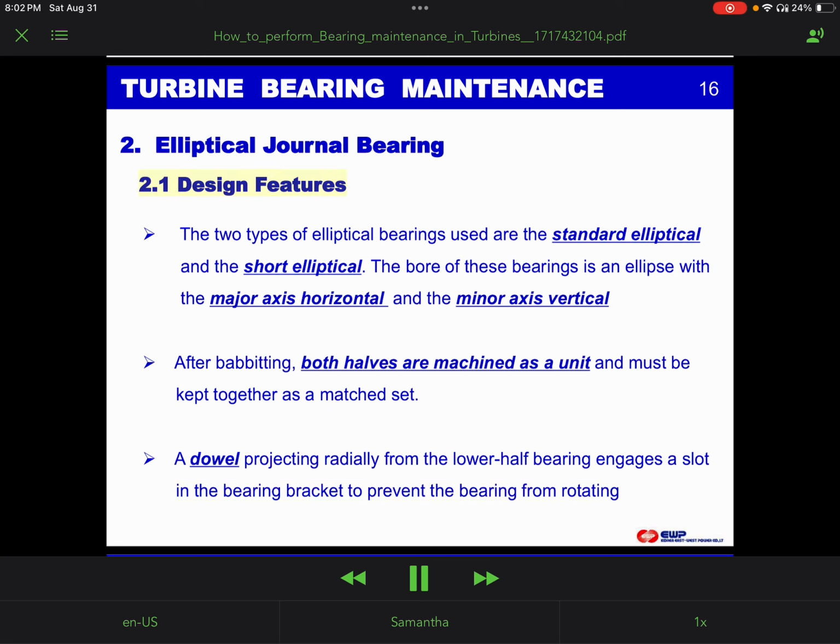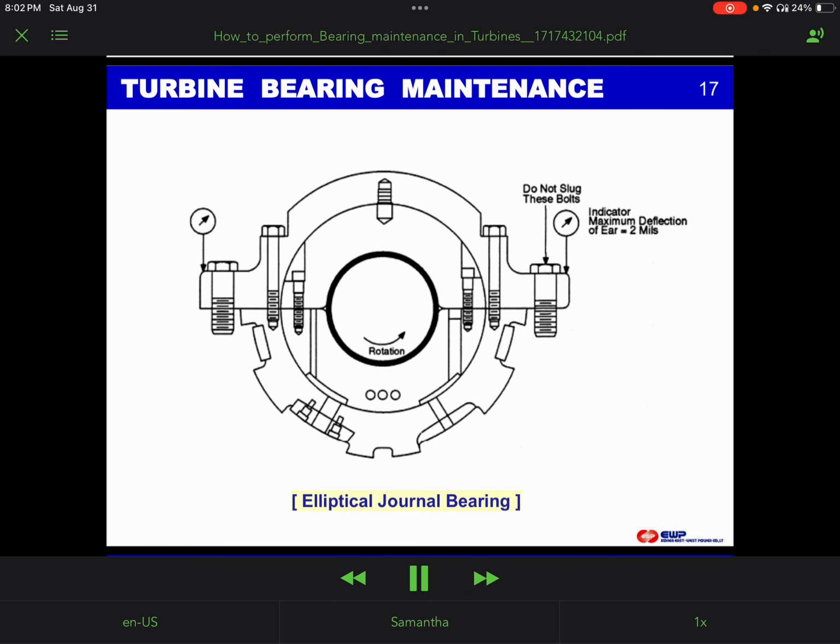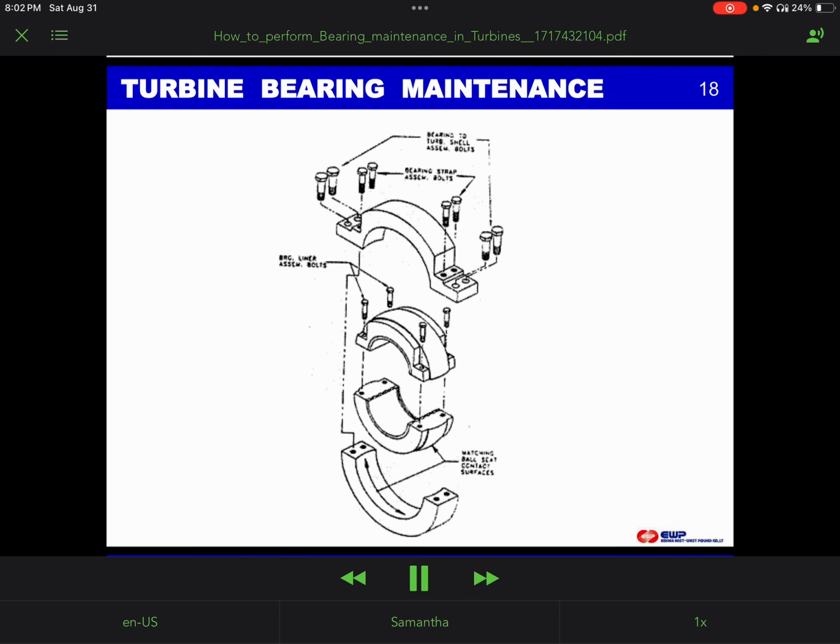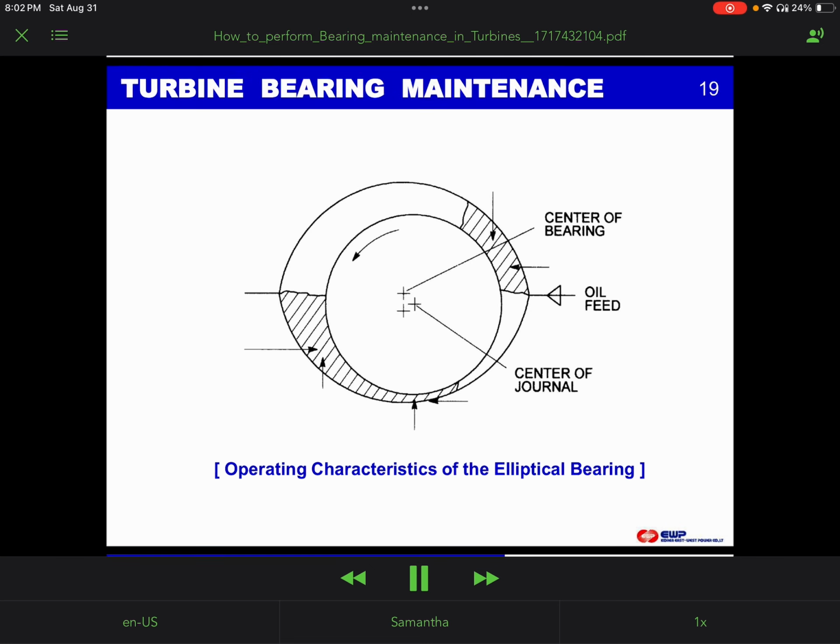2.1 Design features. Turbine bearing maintenance 16. Elliptical journal bearing. Turbine bearing maintenance 17. Turbine bearing maintenance 18. Operating characteristics of the elliptical bearing.